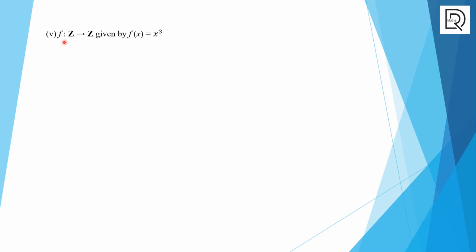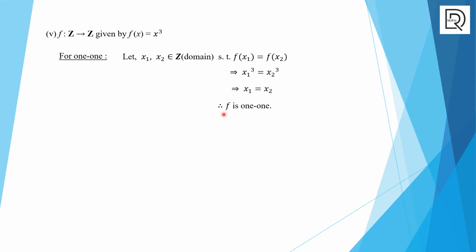Here the given function is f from Z to Z, the set of integers, and given by f of x equals x cube. For one-one, let x1, x2 belong to Z such that f of x1 equals f of x2. So this implies x1 cube equals x2 cube. So this implies x1 equals x2, since here the indices are odd. Therefore, f is one-one.